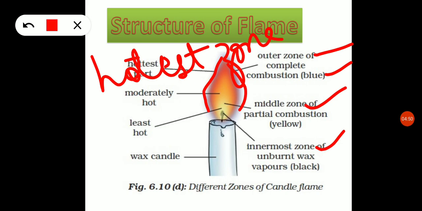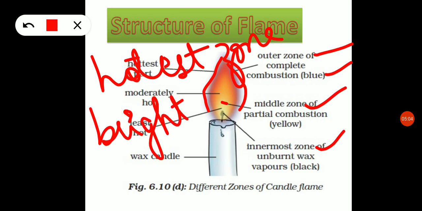Clear? And in the middle zone, you can see a yellow color here. This yellow color is known as the middle zone. So this is the bright part of the flame. It is moderately hot. Okay, and partial combustion takes place here, not complete combustion. And the last zone is the innermost zone.